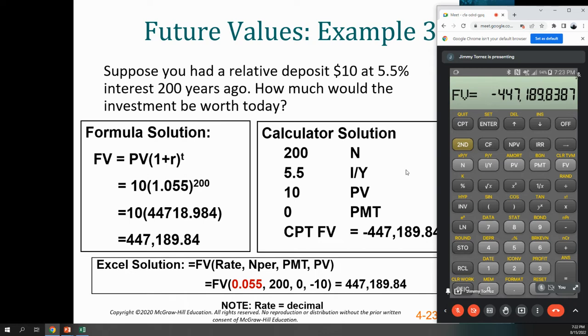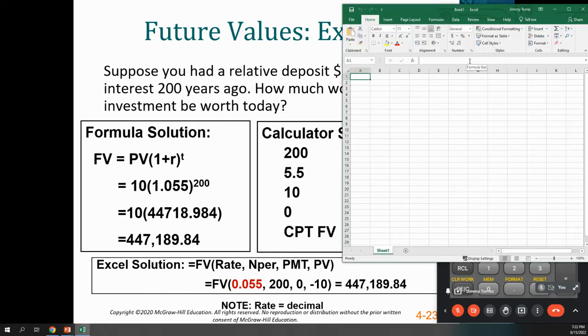Okay, and then finally, we're going to have the Excel solution, which is the future value. So I'm going to hit future value. Hope you guys can see, this is the rate. Again, when we do it in Excel, it has to be in decimals. The number of periods is 200. Payment is 0. Present value, here I'm going to make it negative 10. Now, if I would have done this positive 10, the type is 0. The default is 0, so I'm just going to leave it there. And oops, something happened. That's wrong.